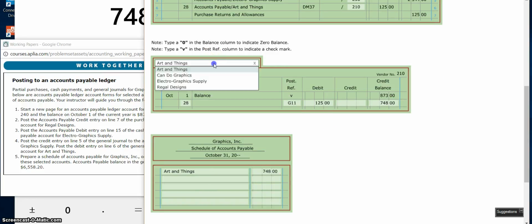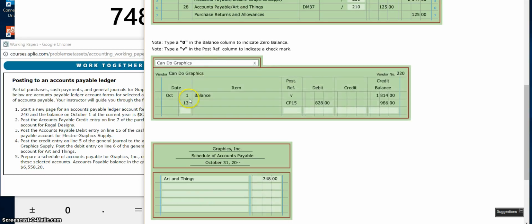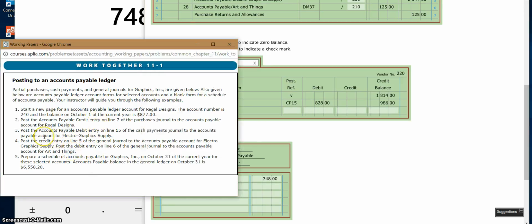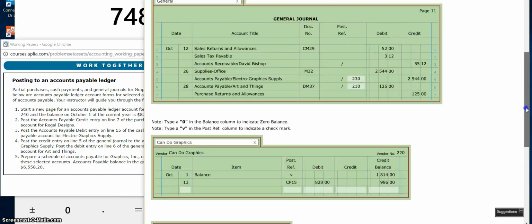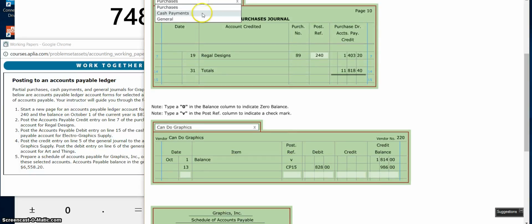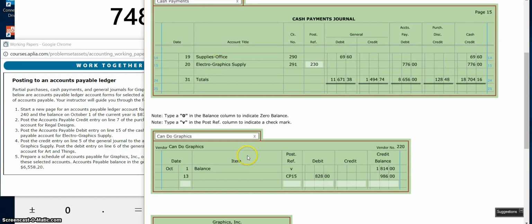Okay, next account is Can Do Graphics. Oops, did we skip one? I feel like we should have written something here. Let me just double check. Regal, Electro, and Art and Things. Okay, I don't think I skipped it. I'm just going to look. Can Do Graphics. Nope. Nope. Nope. Okay, we're all good.